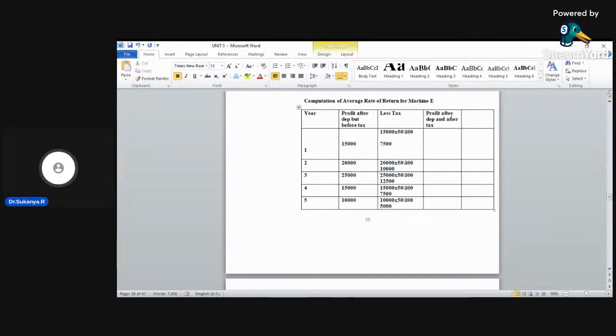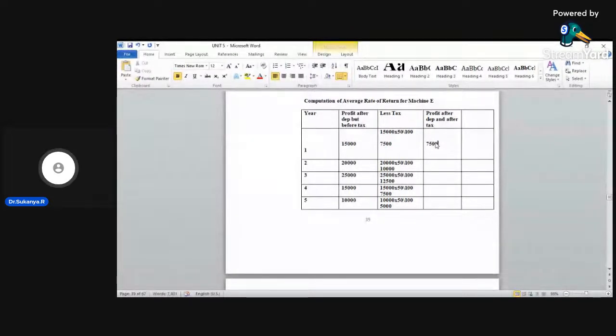Okay. Then when you reduce it, it will be the first column, that is the profit after depreciation but before tax, less tax. So 15,000 minus 7,500 will give you how much? It will give you 7,500.